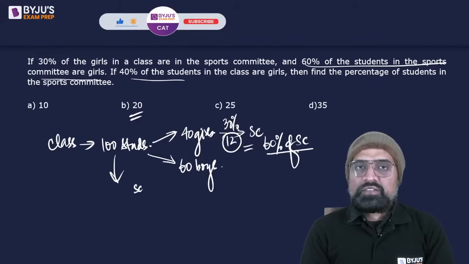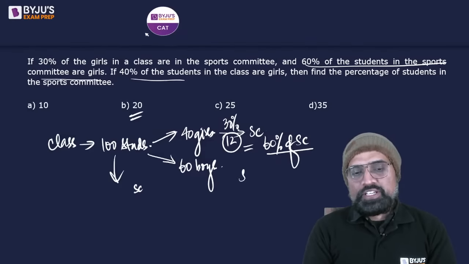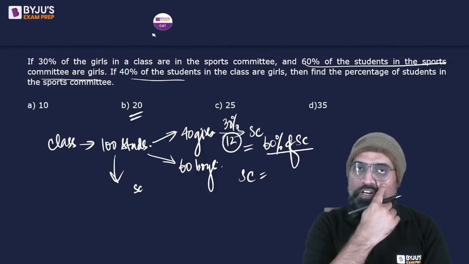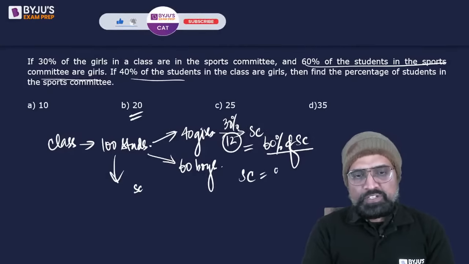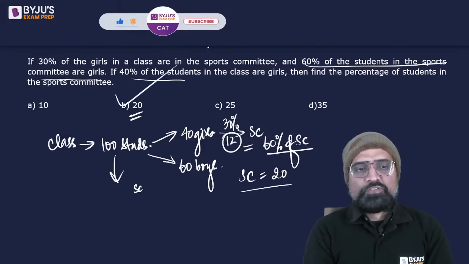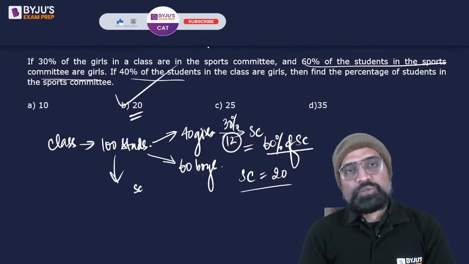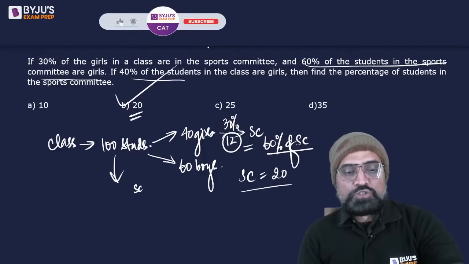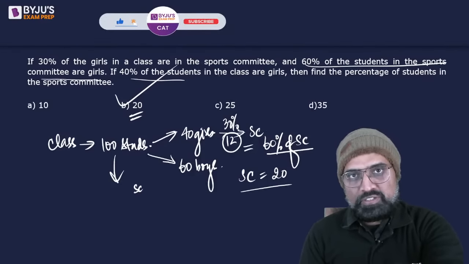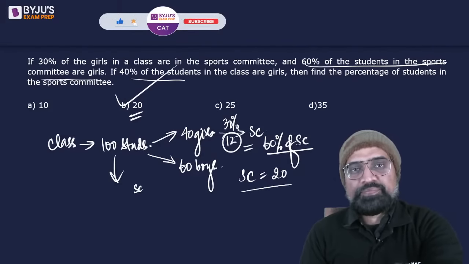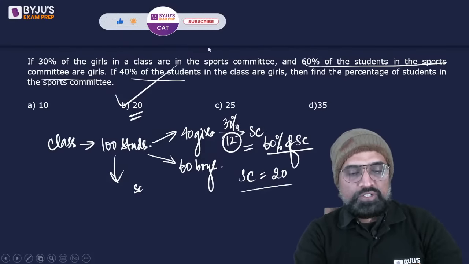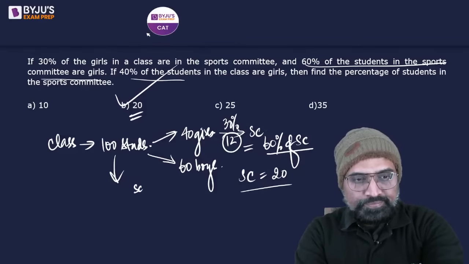Right? So what should be the strength of sports committee? So how many times? From 60 to 12 is 1/5. So 100% will give us 20. So total number of people in the sports committee is going to be 20. It's not total number of people, but total percentage of people. So 20% of the total population, total class strength, they are in the sports committee, right? Okay.